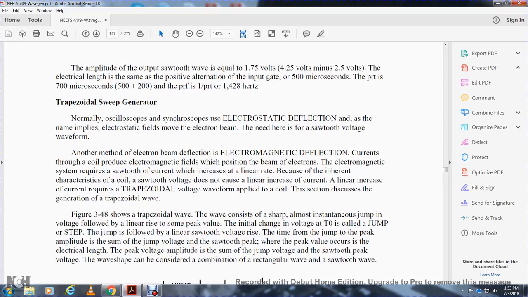Your trapezoidal sweep generator normally oscillates with the synchroscope of the electrostatic deflection. The sawtooth voltage is applied with the electrostatic field to move the electron beam. Another method of electron beam deflection is electromagnetic deflection, with current through the coil producing the electromagnetic field for positioning the beam. The electromagnetic system requires a sawtooth current, with a linear voltage increase, because of the inherent characteristic of the coil. The sawtooth voltage does not cause a linear increase of the current. The linear increase of the current requires a trapezoid voltage waveform applied to the coil.